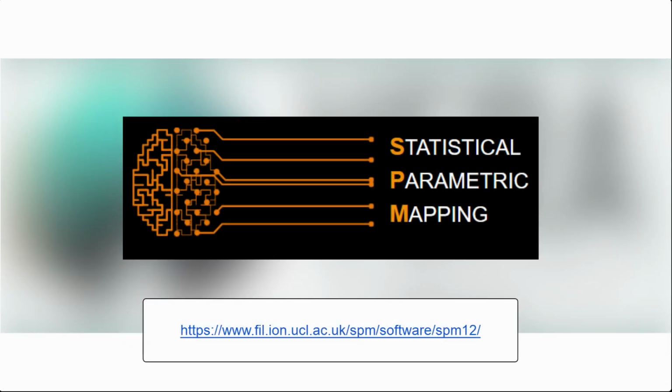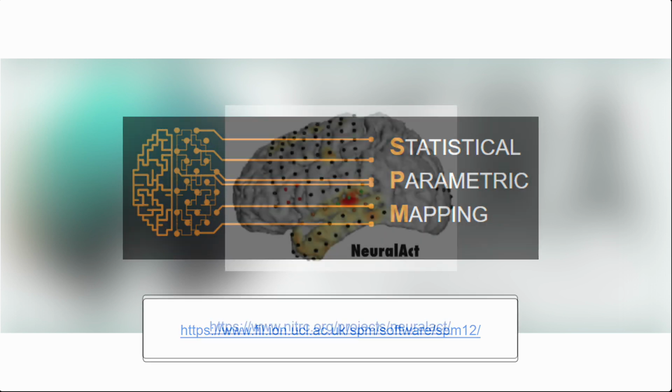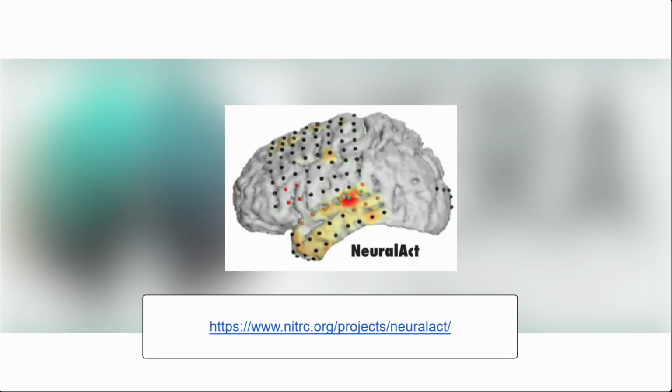Next, you should download the co-registration tool SPM12 from the University College London website at the link shown here, and the Neuralect tool from the Neuroimaging Tools and Resources Collaboratory website at this link.